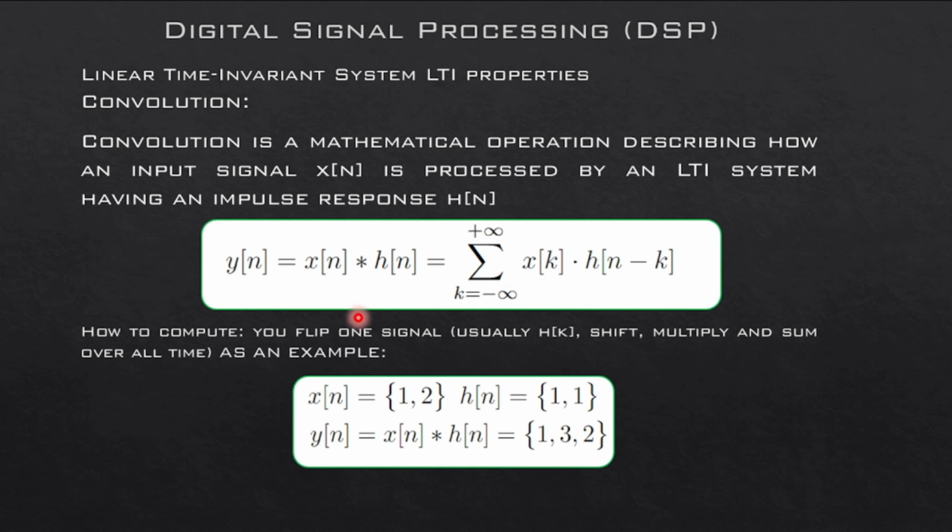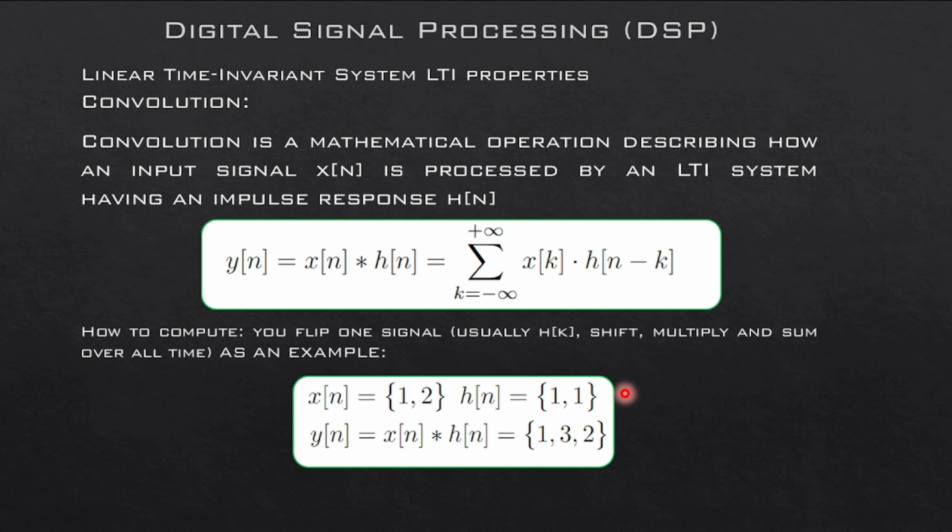So how to compute? You flip one signal, usually h[k], multiply, and shift to the right. You multiply and sum over all the time as long as you're shifting. Let's say you have x[n] is 1 1, h[n] is 1 1. y[n] is x[n] convolved with h[n], which gives you 1 3 2. How did we get that? We're going to see it in the next example.